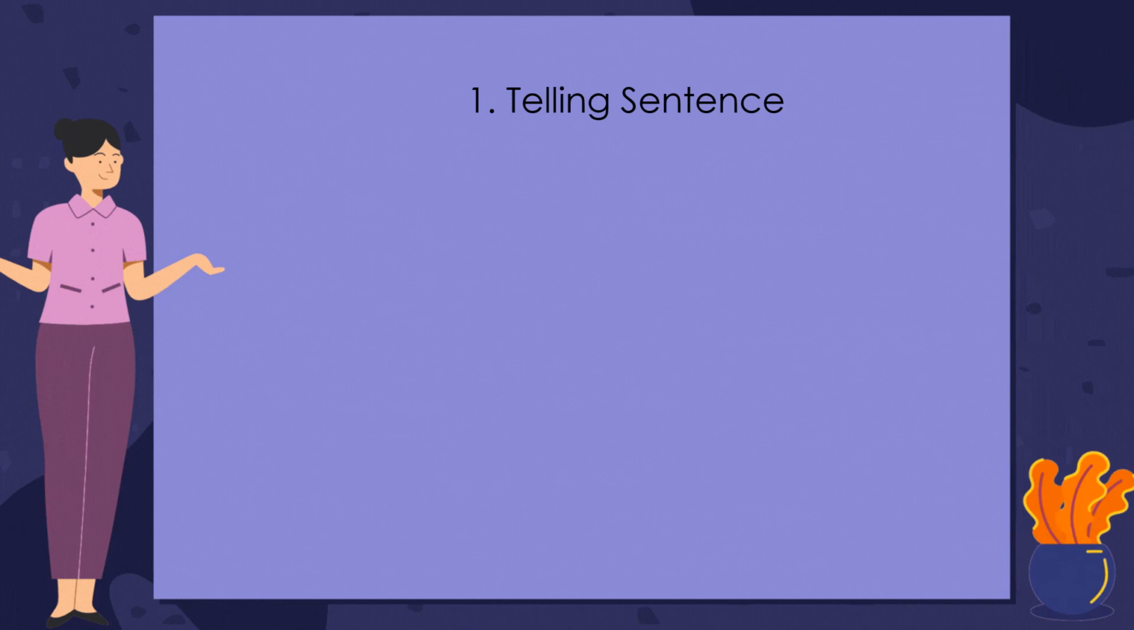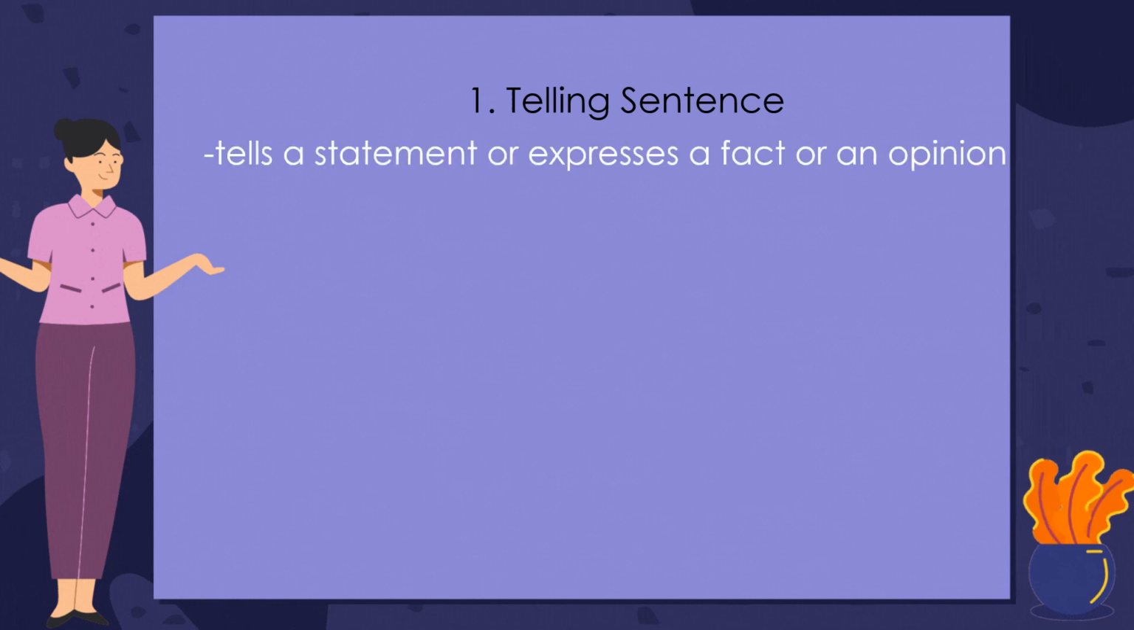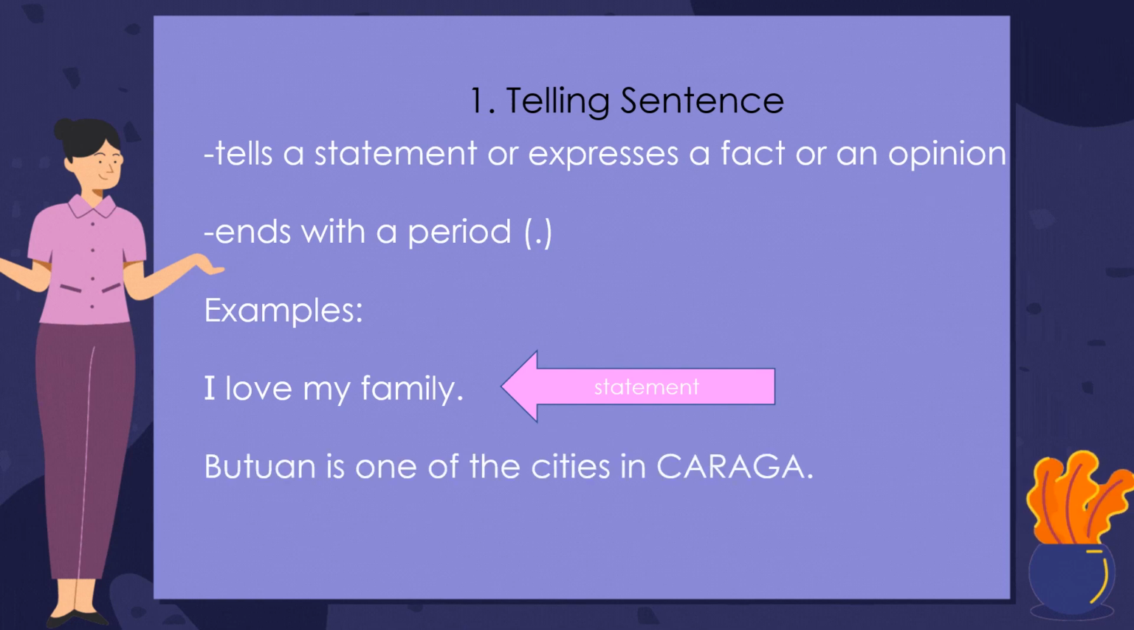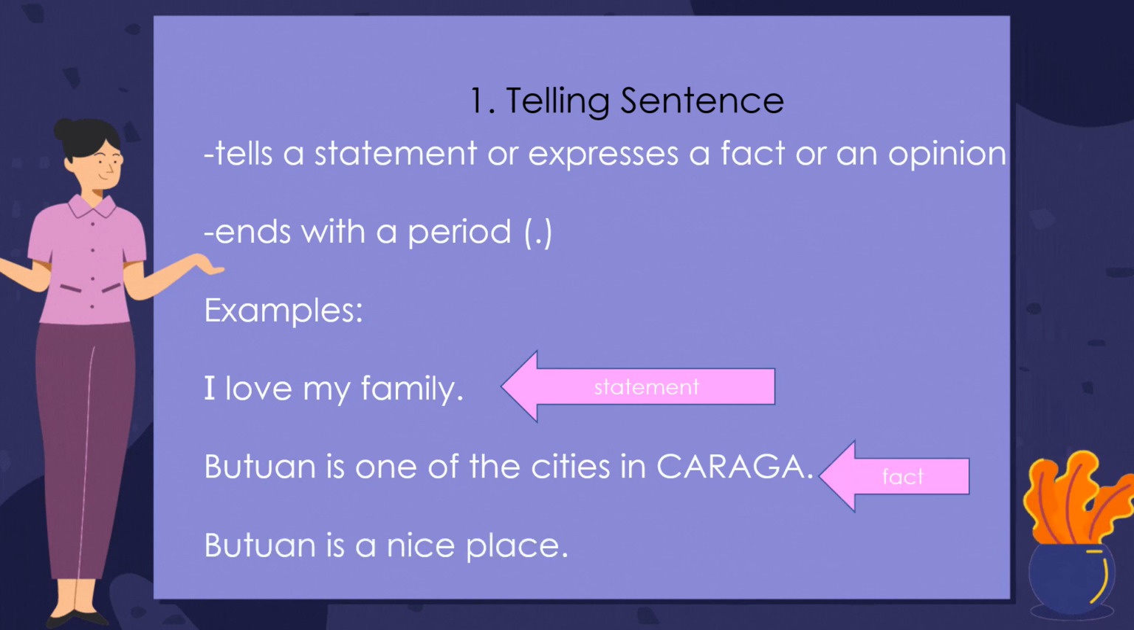1. Telling sentence. It tells a statement or expresses a fact or an opinion. It ends with a period. Examples: I love my family. It expresses a statement. Butuan is one of the cities in Caraga. It expresses a fact. Butuan is a nice place. It expresses an opinion.